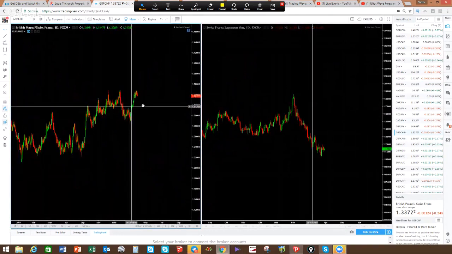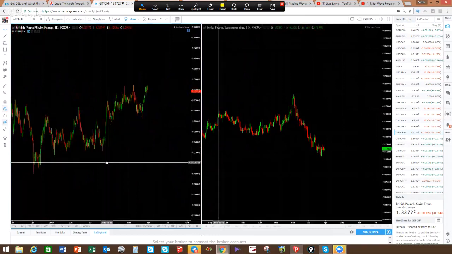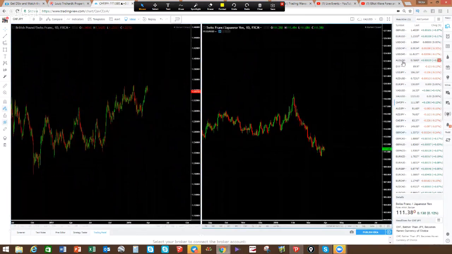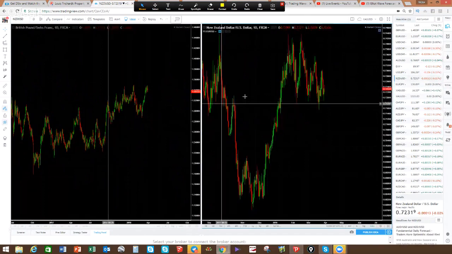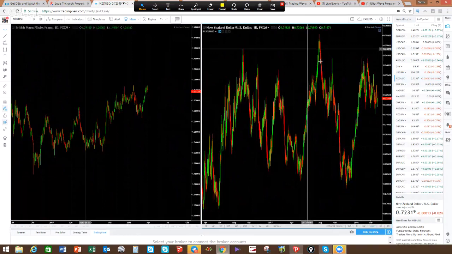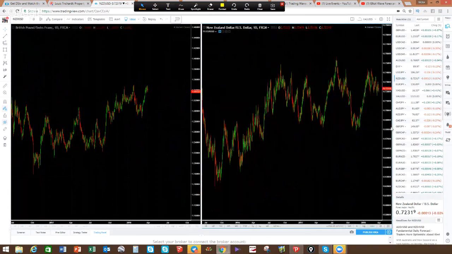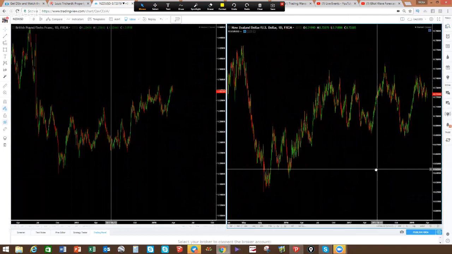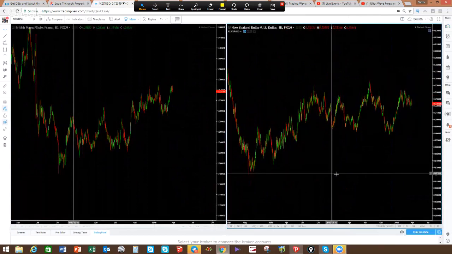So that's pound chief on the left. Let's bring New Zealand US dollar on the right and compare these structures. I want to see New Zealand on the weekly or the daily. Okay, daily. Let's give ourselves a small space here. This is very interesting. These patterns make similar structures.